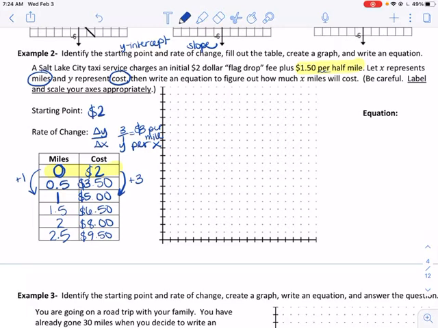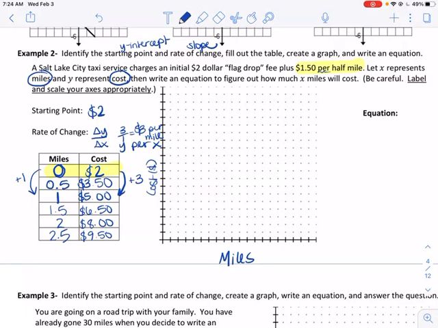Now let's make our graph. It tells us what x is, so the x-axis should be miles. And it said the y represents the cost. It doesn't say this, but it's the cost in dollars. Always be sure to include your units. I think whoever wrote this problem was just a tiny bit lazy when they were talking about cost. It should be cost in dollars.